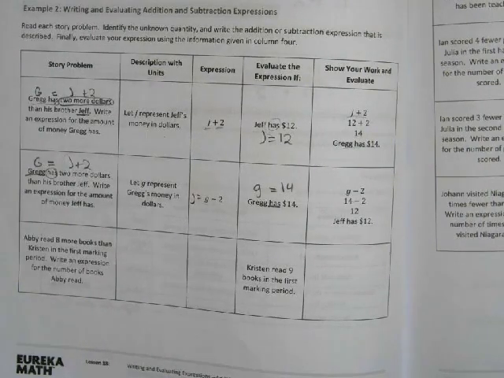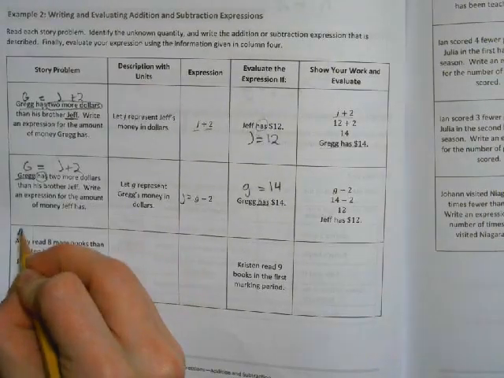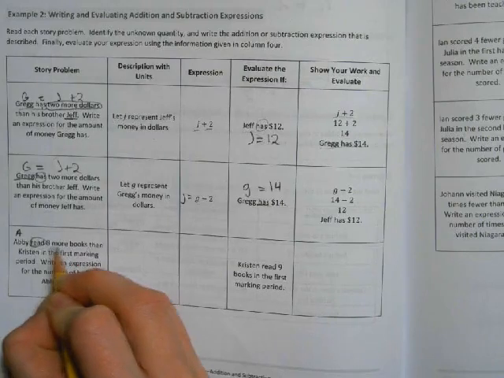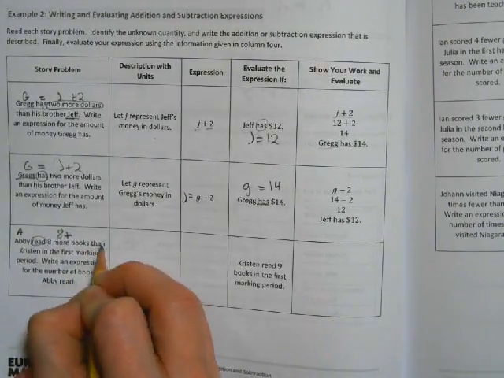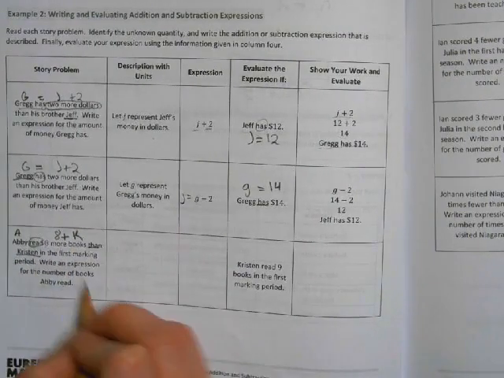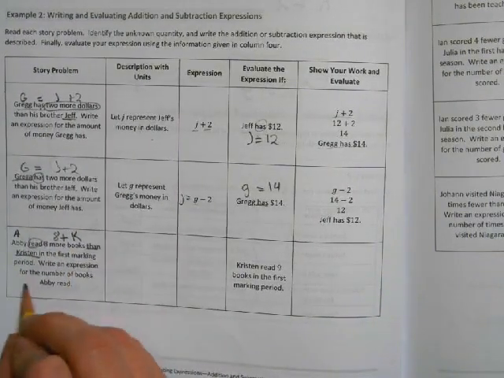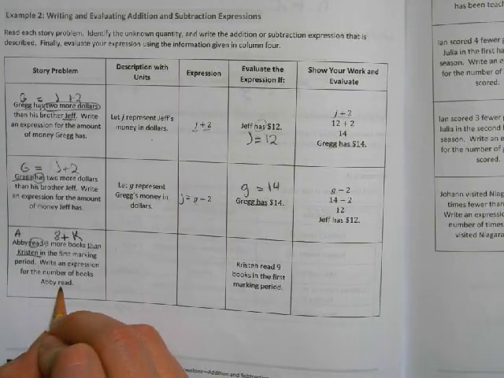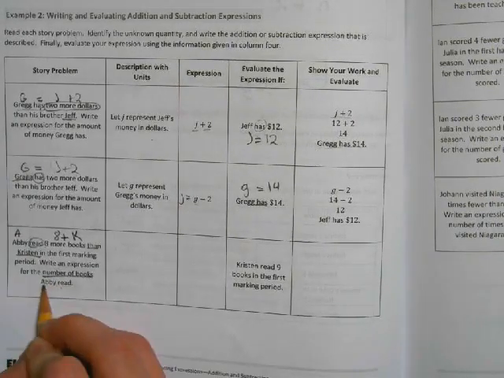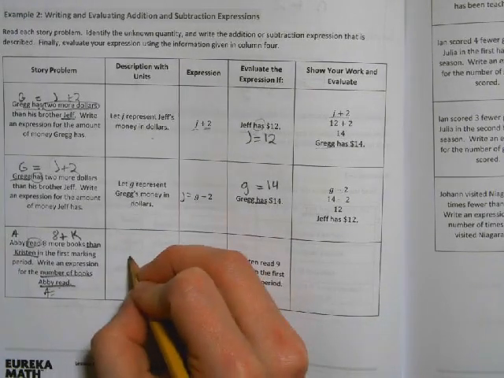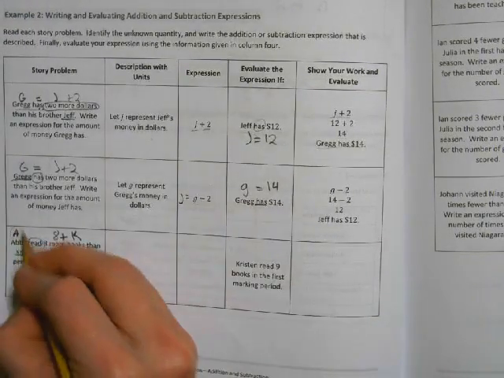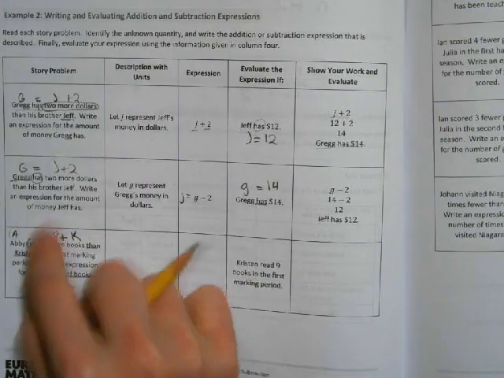Abby read 8 more books than Kristen in the first marking period. Write an expression for the number of books Abby read. So the number of books Abby read means that they want us to say A equals. We don't need to worry about what A equals. We need to see it in our expression.